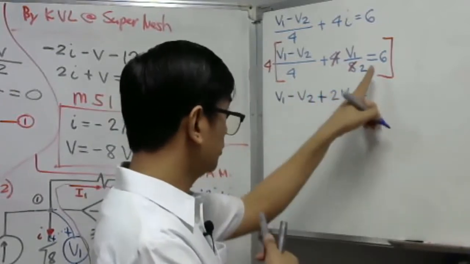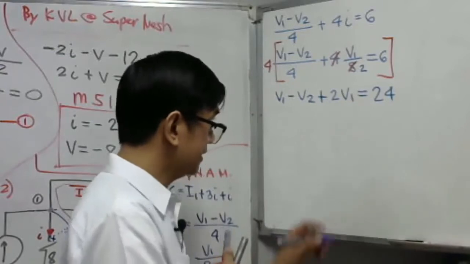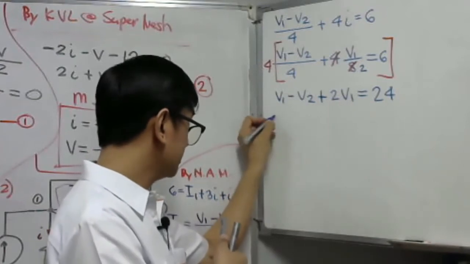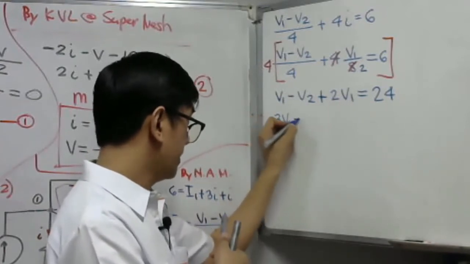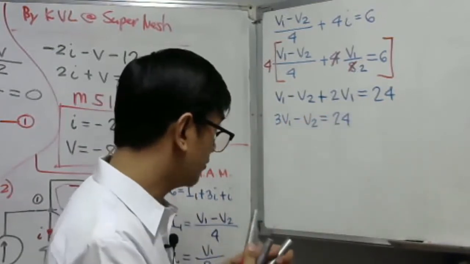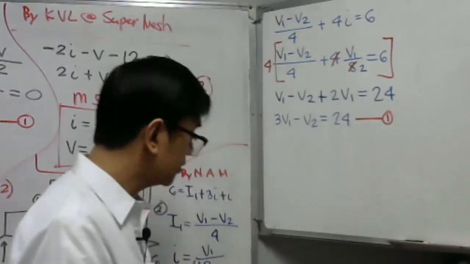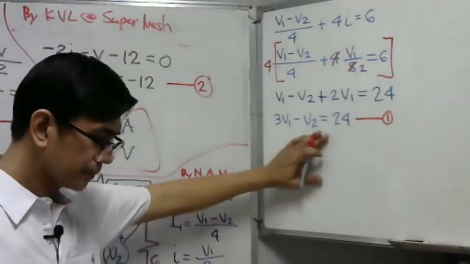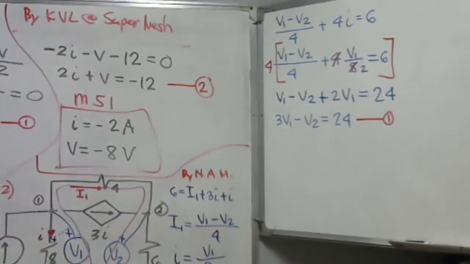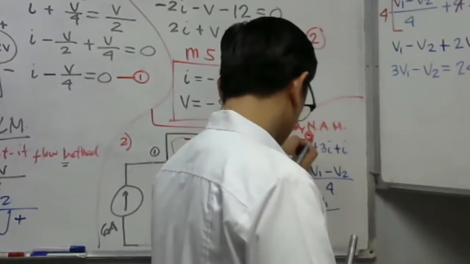So that is equal to, what about here? 4 times 6, so that is 24. Let us simplify. We have here B sub 1 and another B sub 1, so 2 plus 1, we have 3 B sub 1 minus B sub 2, that is equal to 24. So we have our equation number 1. That is our equation at node 1.